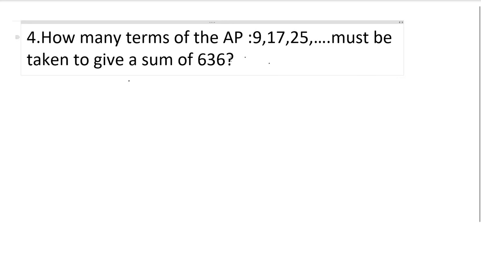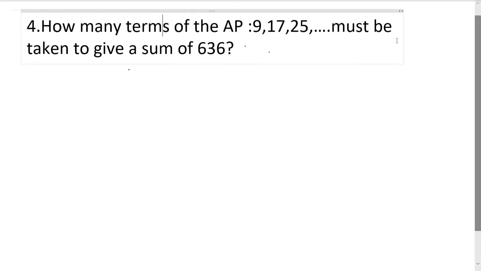See the 4th sum. How many terms of the AP 9, 17, 25 must be taken to give a sum of 636? We are going to find the number of terms in this place. They asked us to find the number of terms. Shall we find it?